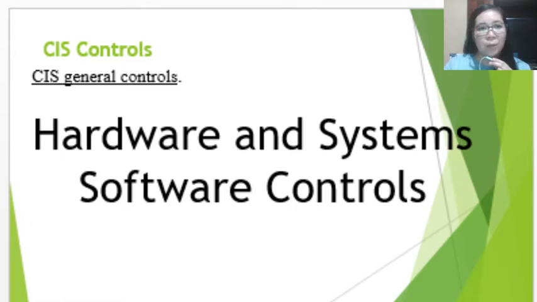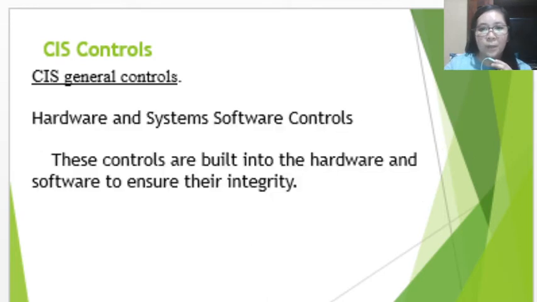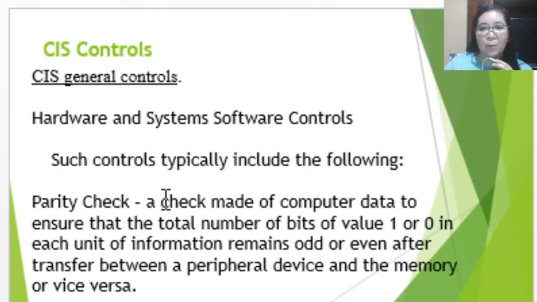So we go now to the hardware and systems software controls. In this case, these controls are built into the hardware and software. So this is done to ensure their integrity. Such controls typically include the following. So we have what we call parity check.